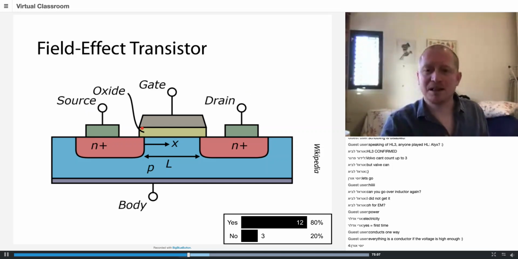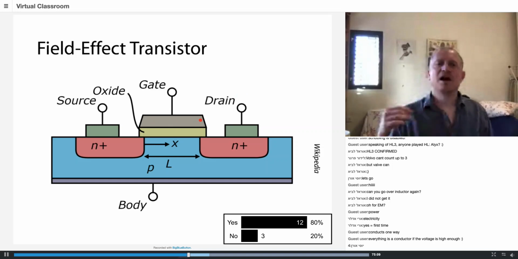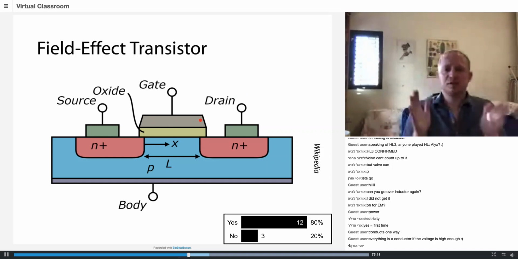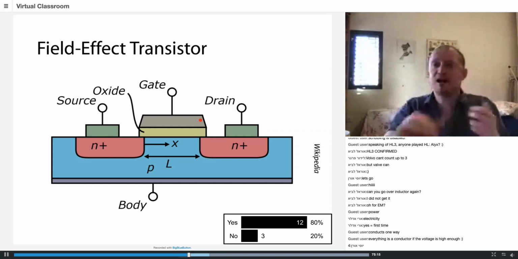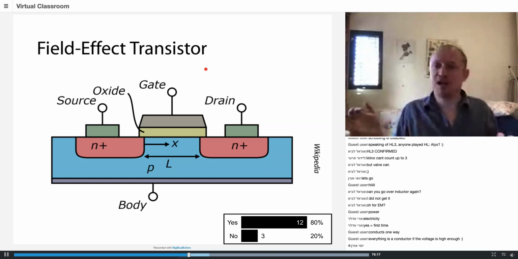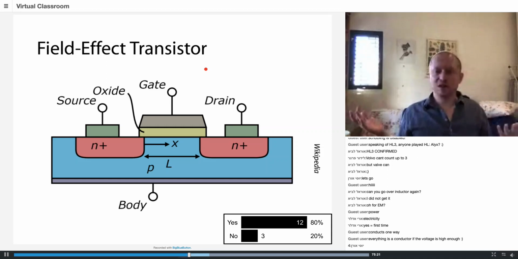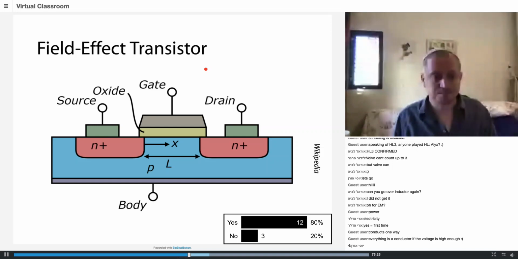So if I apply an electrical field here, I turn this device from an open circuit to a short circuit. And if I remove the power from the gate, then again, it's an open circuit. So I'm controlling electricity using electricity. Basically, I built a switch.